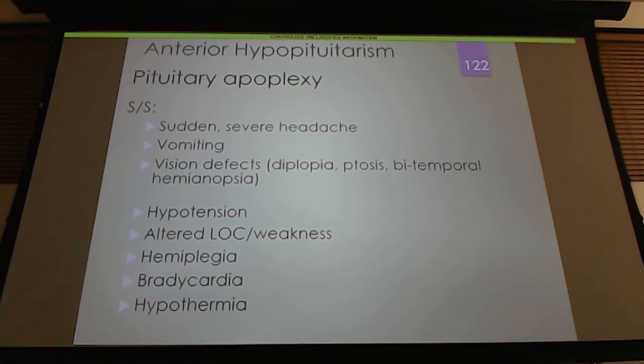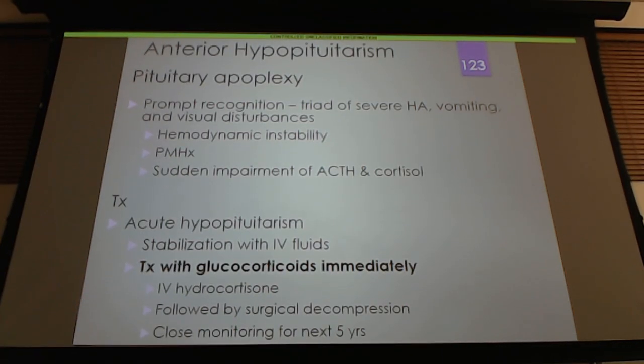What do you learn about in neuro that might overlap? A severe headache. Yeah. Am I teaching you about SAH? But overlap. So again, prompt recognition. I said this again. So severe headache, vomiting, visual disturbance, right? They're hemodynamically unstable. Past medical history. What am I most likely going to hear about in their past medical history? An adenoma, right? We had some kind of adenoma, and now we have pituitary infarction.